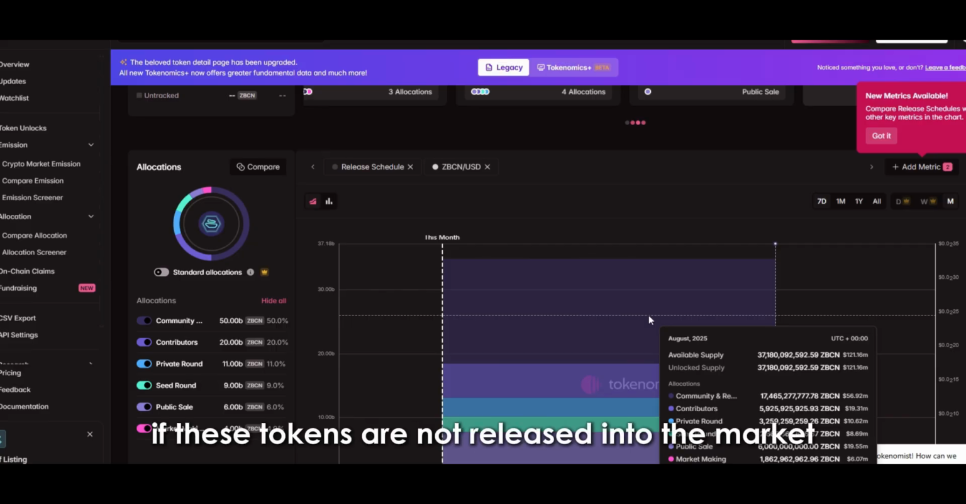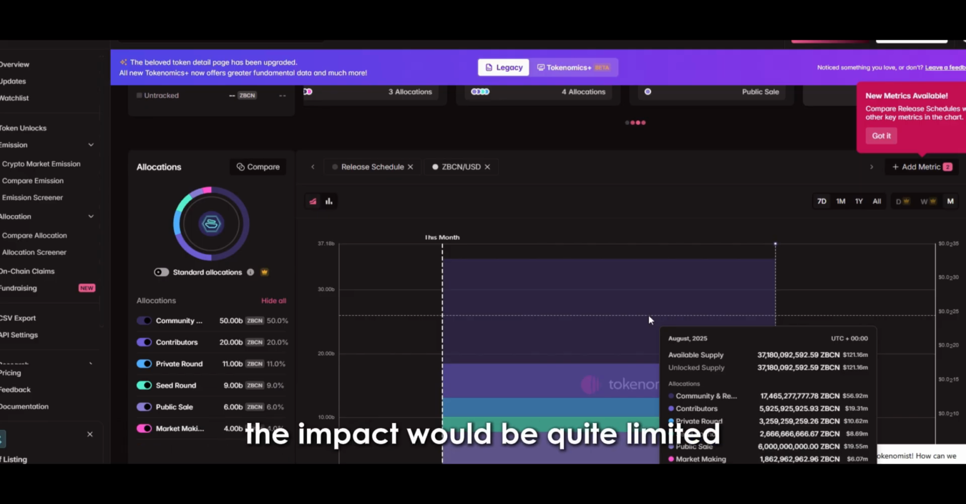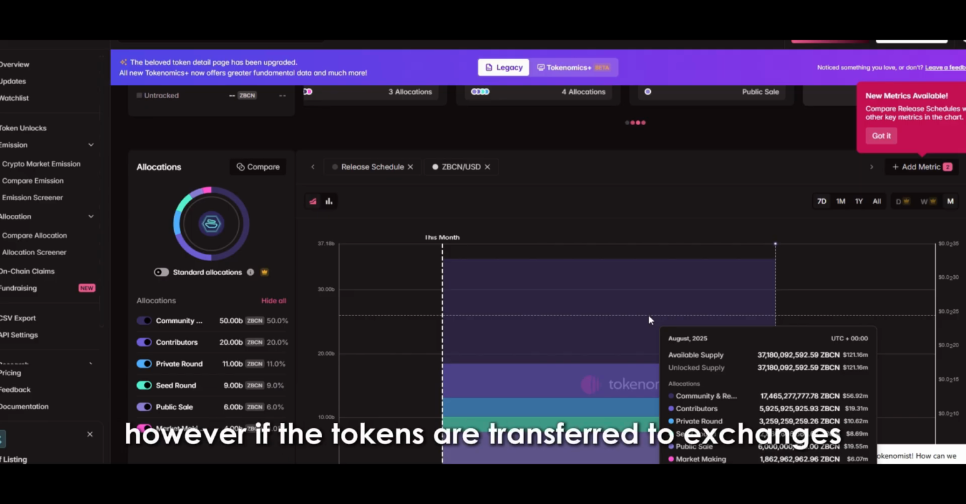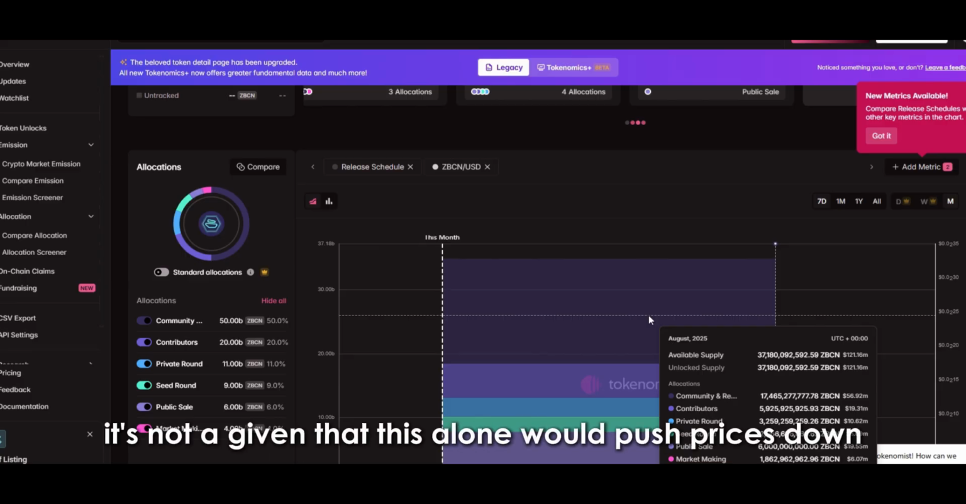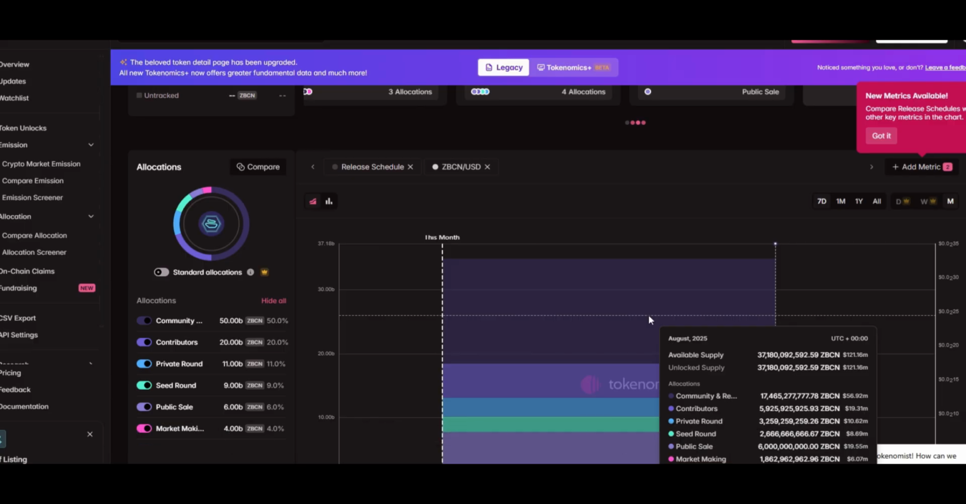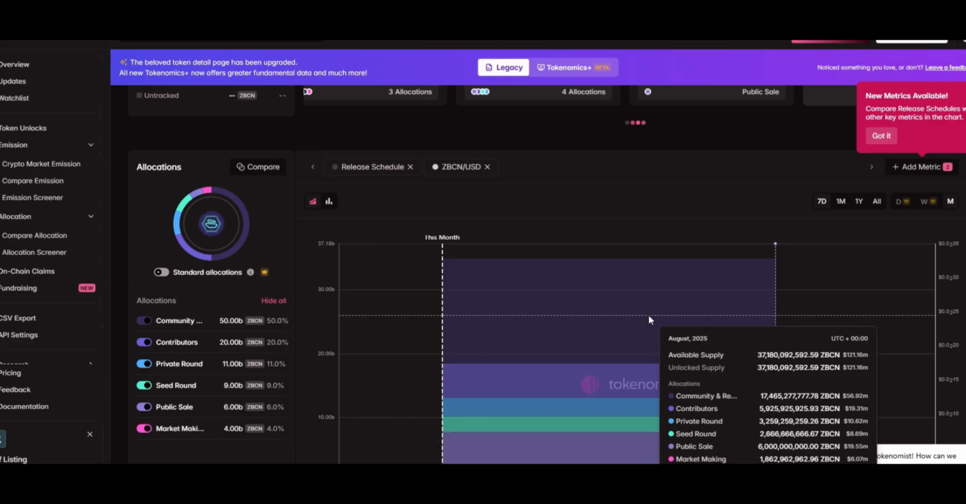If these tokens are not released into the market immediately and instead held or staked for a period, the impact would be quite limited. However, if the tokens are transferred to exchanges and added to liquidity, this could increase selling pressure. Still, even in that case, it's not a given that this alone would push prices down. Ultimately, the level of demand that meets the supply will determine everything.